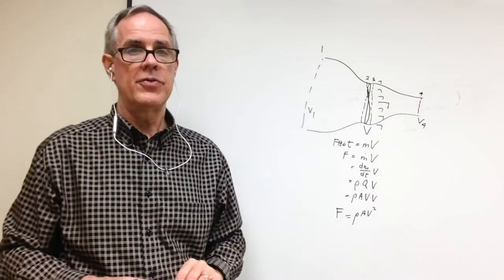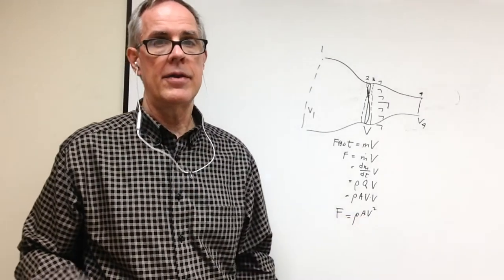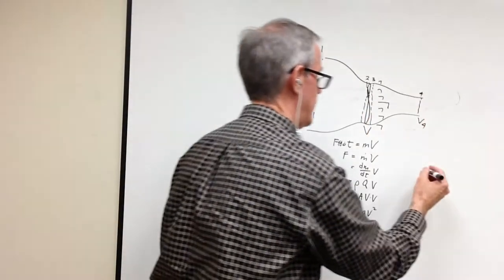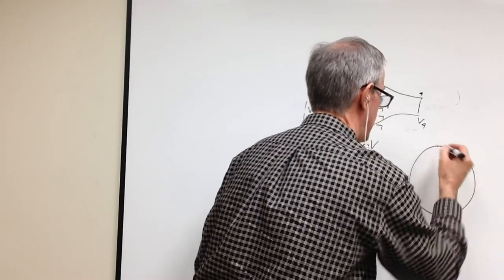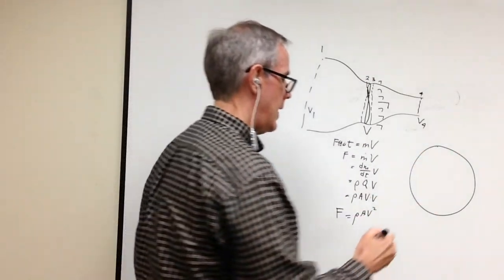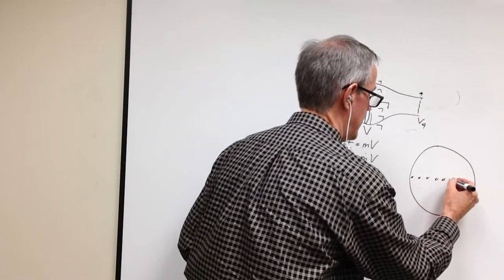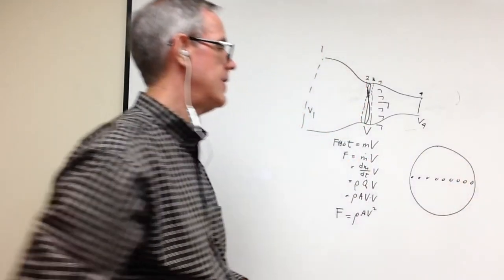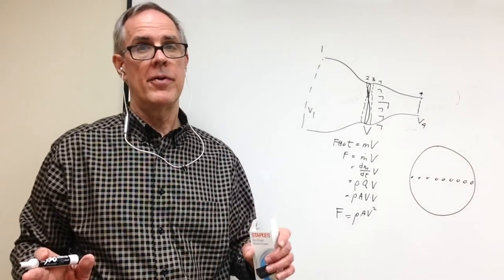Now, the tricky part is getting to this. Basically the problem is this. If I look at this propeller as a disc and it's whirring fast enough that the blades are going around and around and around, and I were to take evenly spaced measurements across here and add them up, I would be wrong.